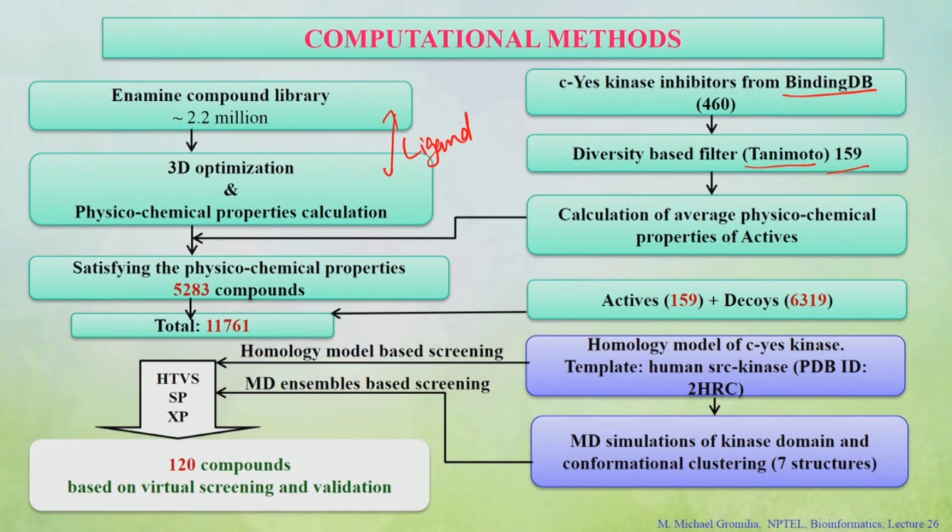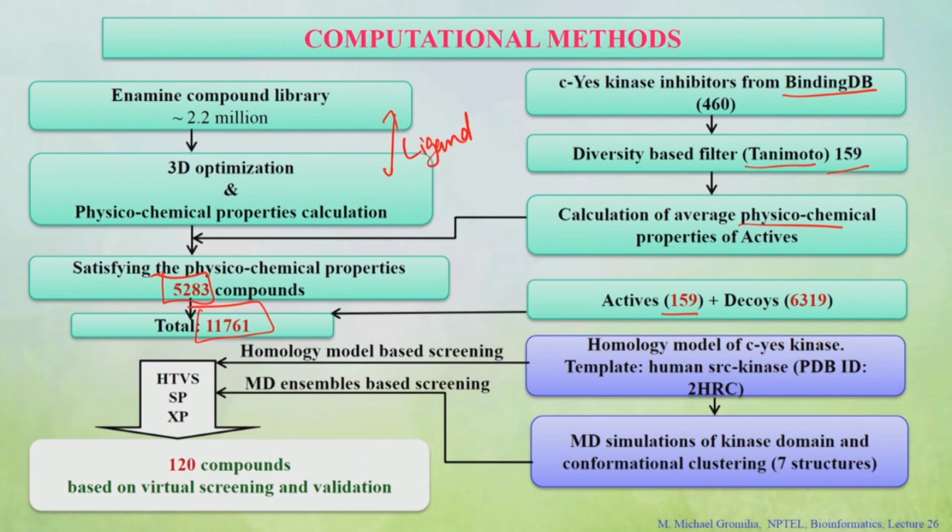Now we compare the physicochemical properties of these actives with those of the 2.2 million ligands, and based on the deviation, you can remove several compounds. Finally, we ended up with only 5200 compounds. So, it is drastically reduced from 2.2 million to 5000 compounds. Then we added some decoys, to see whether the decoys are correctly eliminated and the actives are correctly identified. So, with these 5000 compounds, we added 159 actives and 6000 decoys, so that it will be 11,761 compounds. Fine, this is now the ligand side, we fixed this set of compounds.